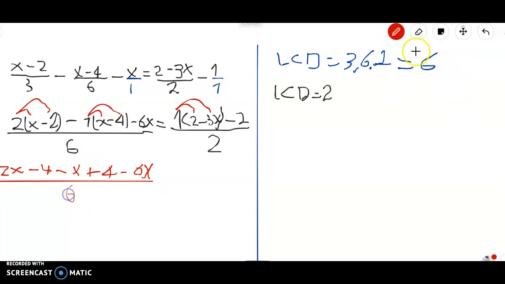Six. All right. And then the next part will be equals. And let's start solving this. 1 times 2, that makes 2. 1 times minus 3x will be minus 3x. Then minus 2. This is a 2. And then over 2.